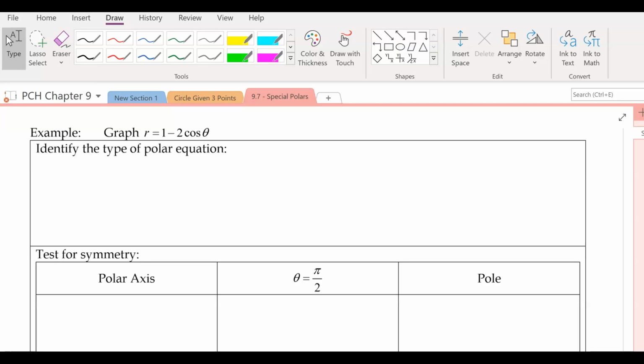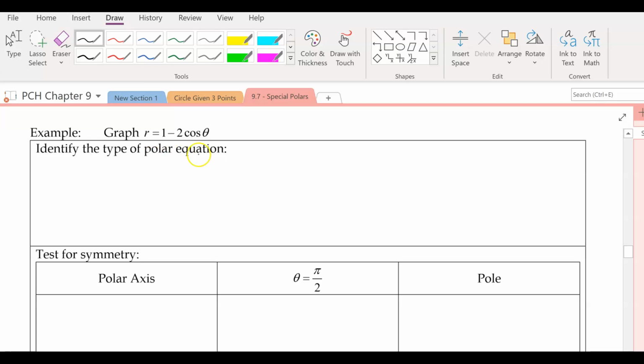In this video we're going to continue graphing polar equations. For this example we're going to look at r equals 1 minus 2 cosine theta. You may recognize from the previous videos that this is going to be a limaçon. So let's go ahead and start graphing it.